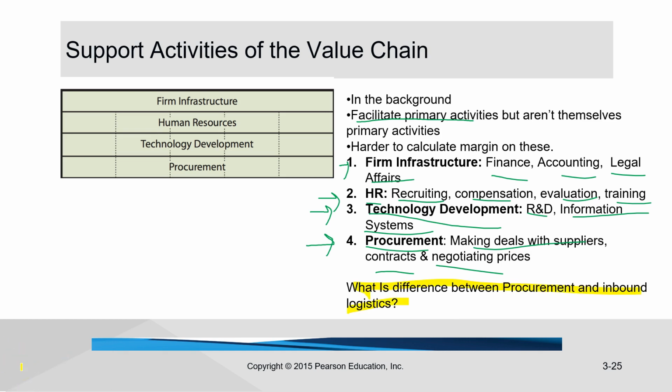A quick study question we can ask ourselves is, what's the difference between procurement and inbound logistics? Let's think in terms of primary and support activities. Well, inbound logistics is one of our primary activities. Procurement happens before inbound logistics and is a support activity.